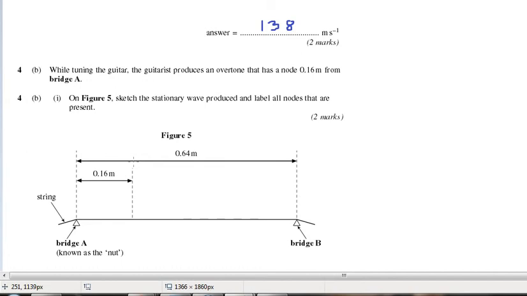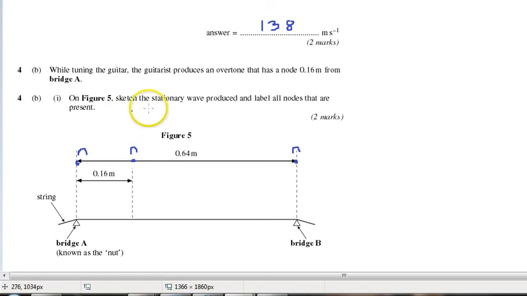So straight away I can draw that in as a node. I know that this here is going to be the node, and I know that this end here is going to be a node. I also know that I'm going to get a half wavelength between those two nodes.